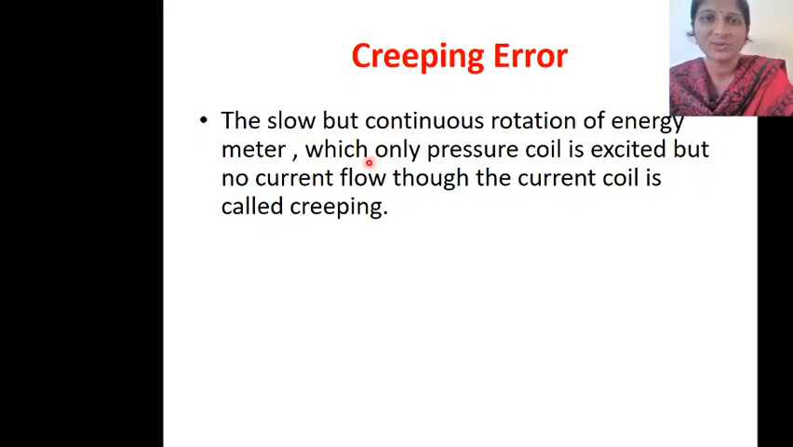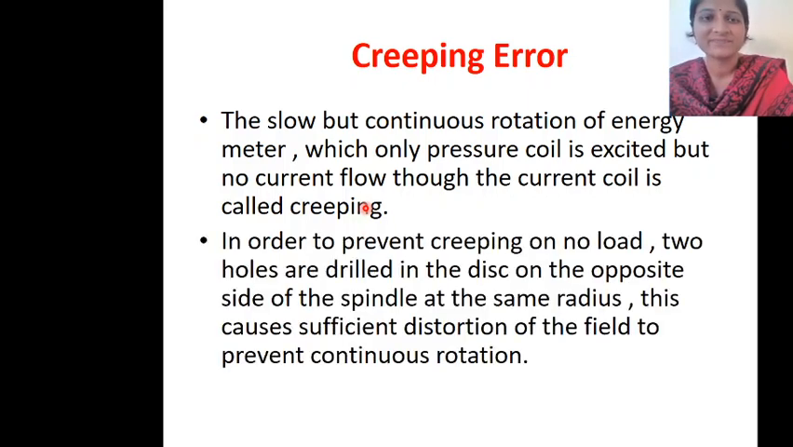Even though it is slow, there is continuous rotation of the disk in the energy meter when only the pressure coil is excited but no current flows through the current coil. Even though the pressure coil is energized and there is no load connected, the disk will be rotating. That error is called creeping.